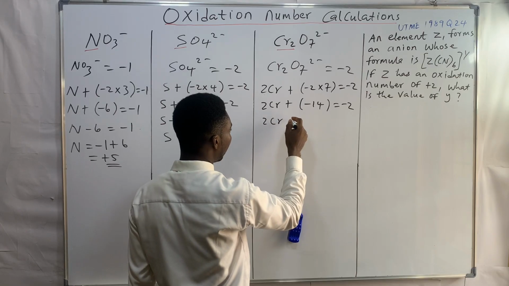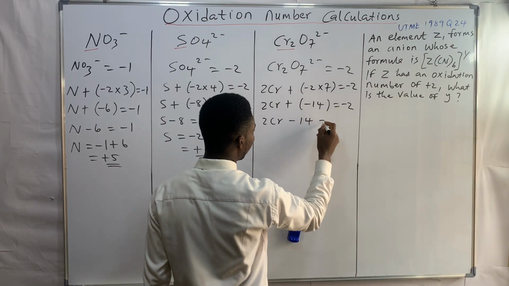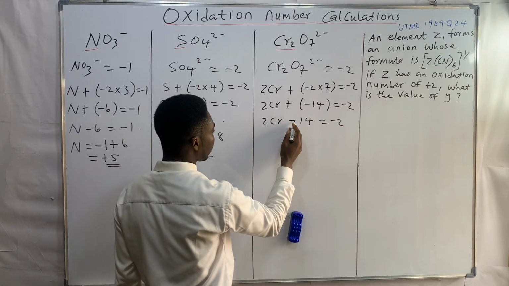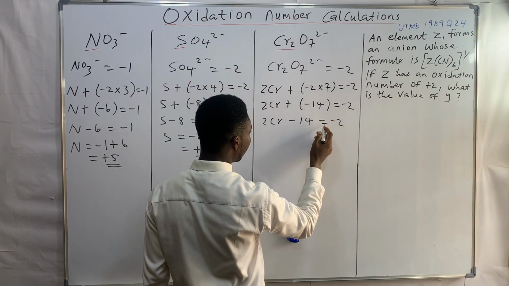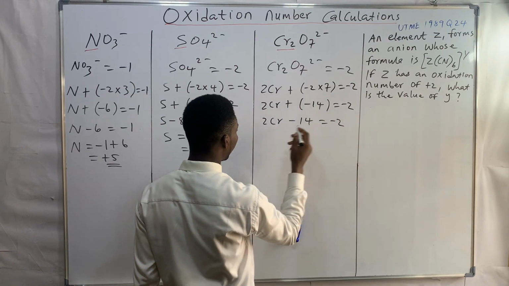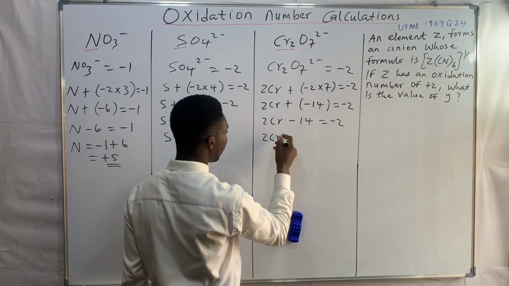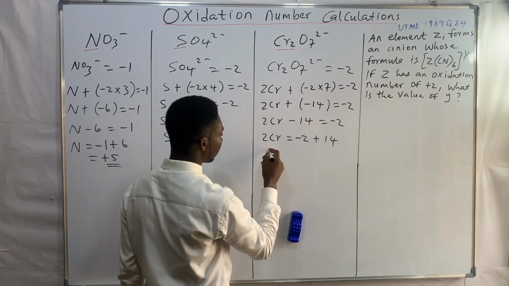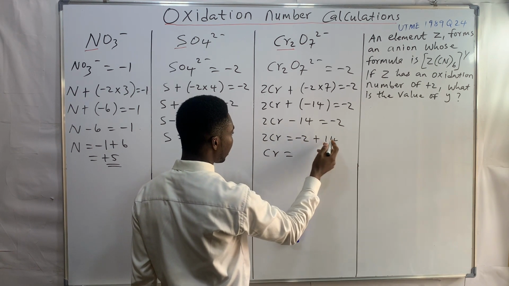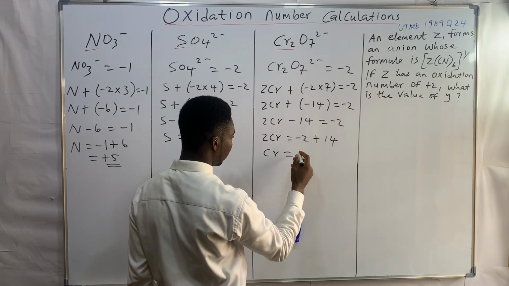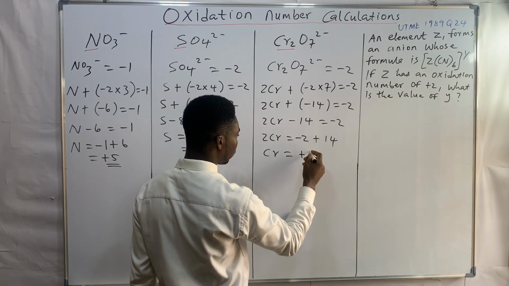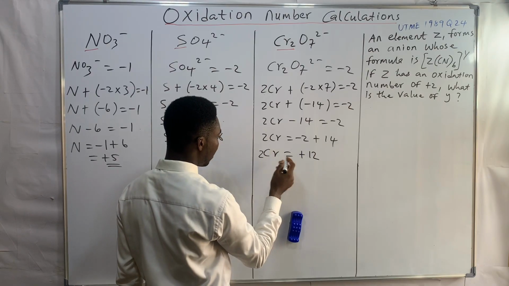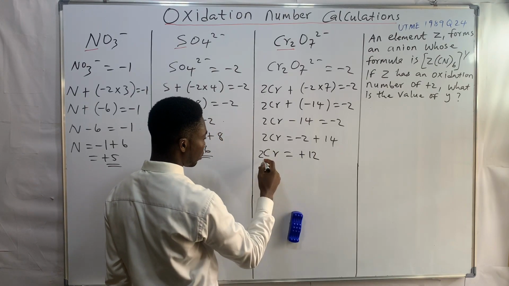2 chromium equals -14 equals -2. Now the -14, we have to cross the sign of equality to this side to become +14. So it becomes 2 chromium equals -2 plus 14. That gives us 2 chromium equals +12. So we're going to divide both sides by 2.